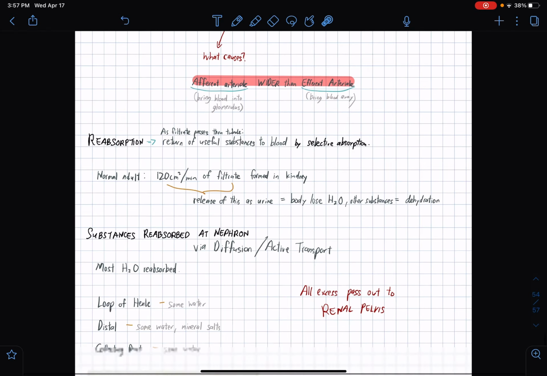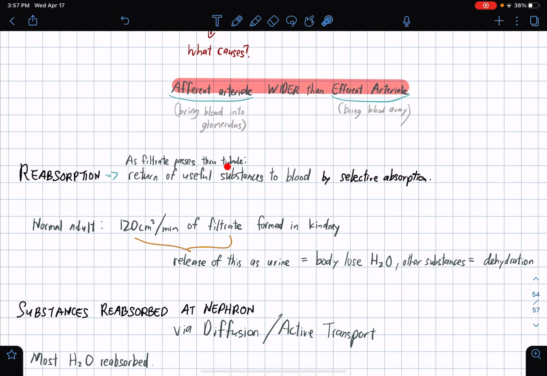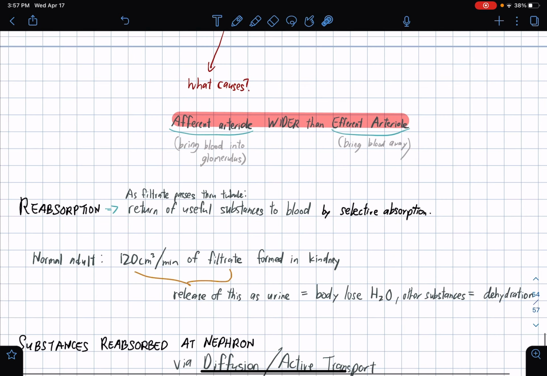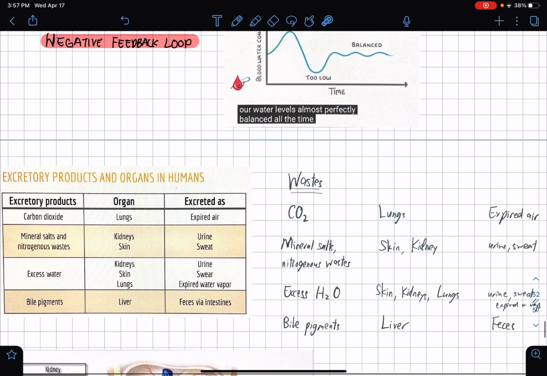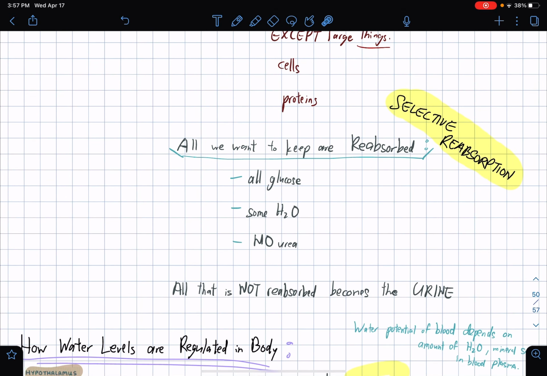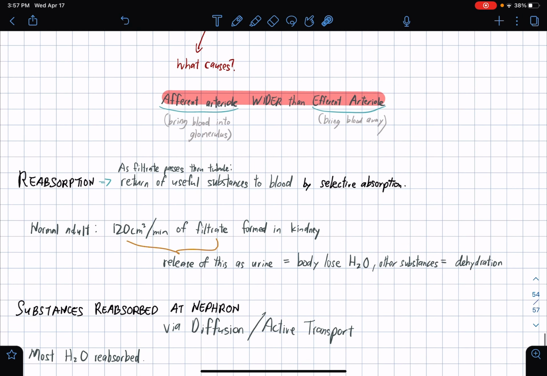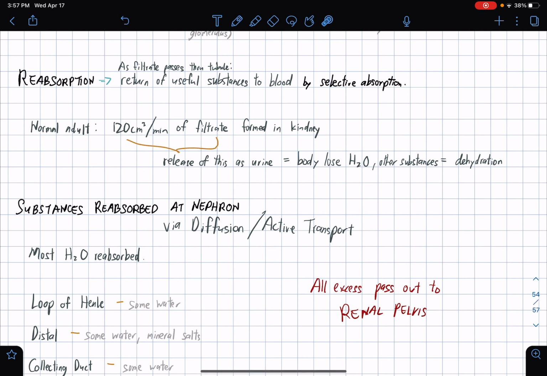So let's talk about reabsorption. As the filtrate passes through the tubule, there is a return of useful substances to the blood by selective absorption. I mentioned this earlier, selective absorption. For the normal adult, 120 cm³ per minute of filtrate is formed in the kidney.